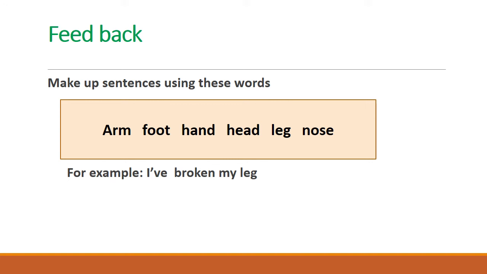Okay, feedback. Make up sentences using these words. Arm, foot, hand, head, leg, nose. For example, I've broken my leg. Make sentences using these words in the present perfect tense.